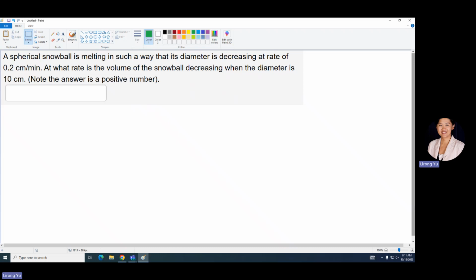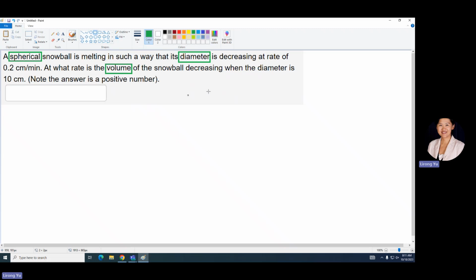So in this question, we have some keywords: spherical snowball. So it's a ball, a sphere, that we're talking about. We also have diameter, and we also have volume. So these are the quantities. Since it's decreasing at a rate, we have the rate of the diameter. The question is trying to find the rate of the volume. We have to find the relation between the rate of the diameter and the rate of the volume.